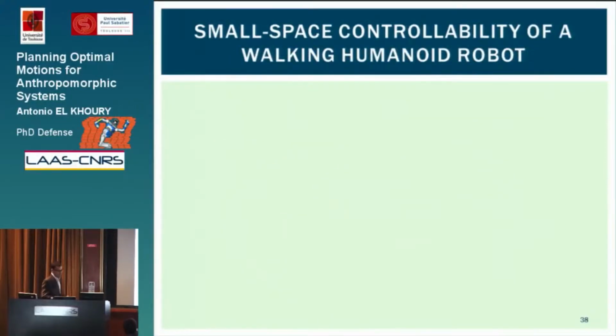Now, this result is very interesting because it could help us approximate the sliding path by a sequence of walking steps. So the question is: is a walking humanoid robot small space controllable?